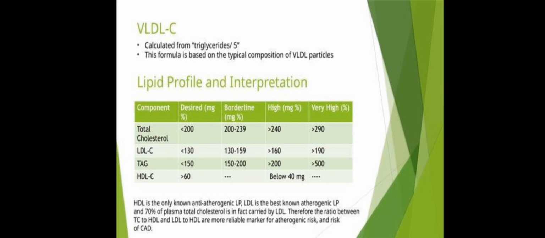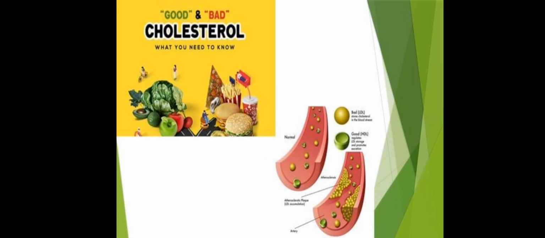HDL is the only known anti-atherogenic lipoprotein. LDL is the best known atherogenic lipoprotein, and 70% of the plasma total cholesterol is carried by LDL. Therefore, the ratios of total cholesterol to HDL and LDL to HDL are more reliable markers for atherogenic risk and risk of coronary artery disease.